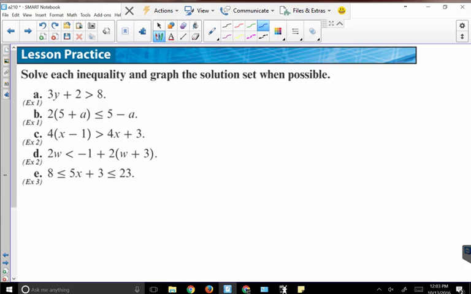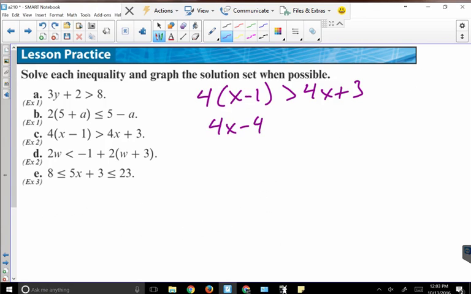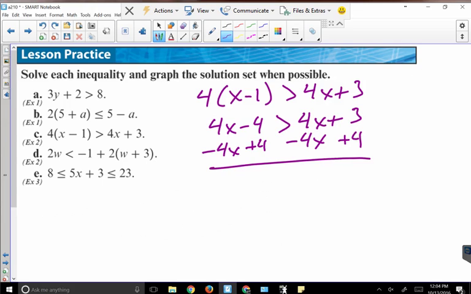Next one here. So for C, I've got 4, parenthesis, x minus 1, greater than 4x plus 3, which gives 4x minus 4. Subtract 4x, subtract 4x, add 4, add 4, and I end up with, cancels out, 0 is greater than 7. Oh. 0 is greater than 7 is always true?